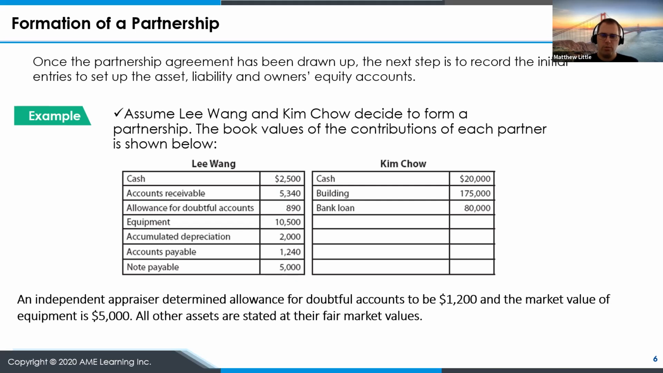Lee's bringing in some cash worth $2,500, accounts receivable worth $5,000 and change, with an allowance for doubtful accounts of $890, equipment of $10,500, accumulated depreciation on that equipment for $2,000, accounts payable and notes payable for $1,240 and $5,000 respectively. Kim Chow is bringing in cash worth $20,000, a building worth $175, and a bank loan of $80.